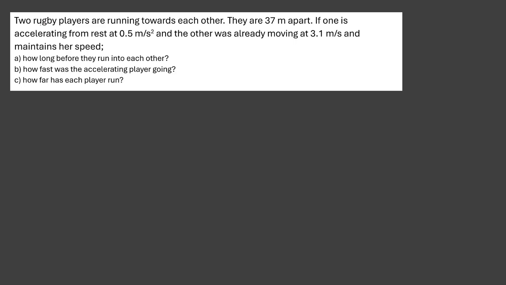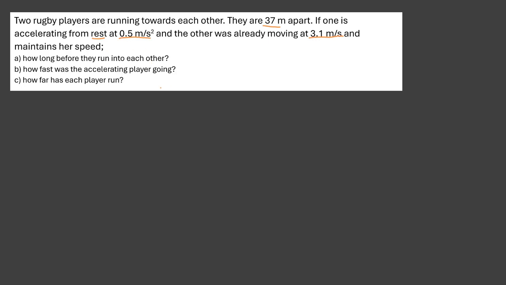So, we've got two rugby players that are running towards each other. They are 37 meters apart. If one is accelerating from rest at 0.5 meters per second squared, and the other was already moving at 3.1 meters per second and maintains her speed, we're going to then solve the following.